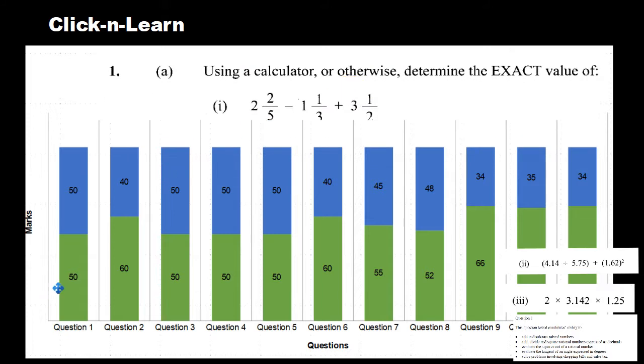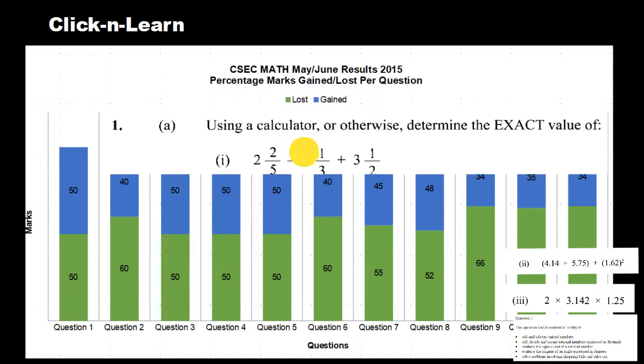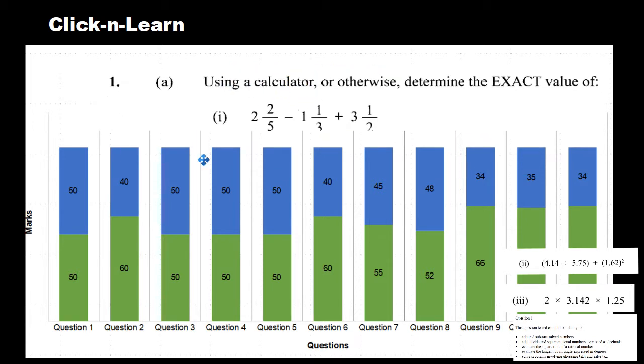And to remind you that in this bar chart, the green represented the marks lost per question, and the blue section of the bar represents the marks earned or gained by each student.